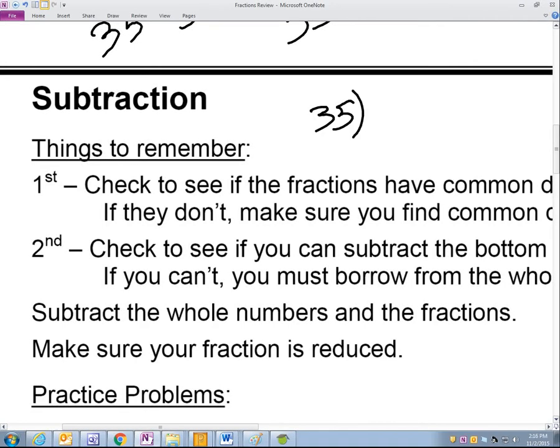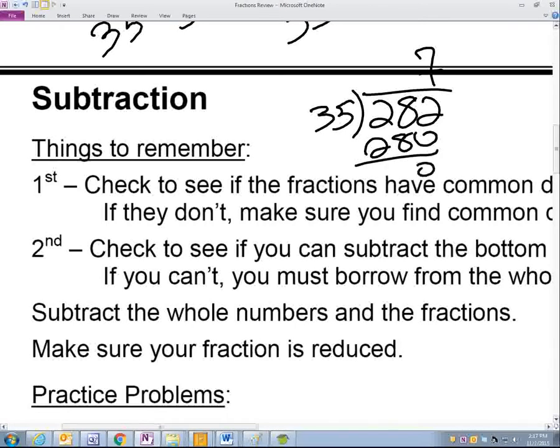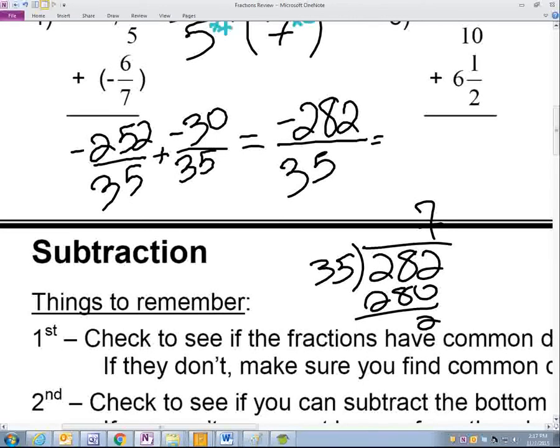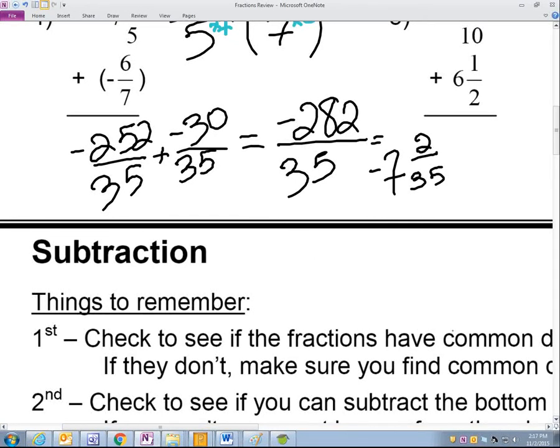282 divided by 35. That doesn't go in that many times. If I wanted to do 35 times 10, I would have 350. 350 is actually 70 more than 280. So I'm really close. So I can do 7, which is 280. That leaves a remainder of 2. So now I have a negative 7 and 2 35ths. Can I reduce that at all? No, I cannot. So that's my final answer. Negative 7 and 2 35ths.